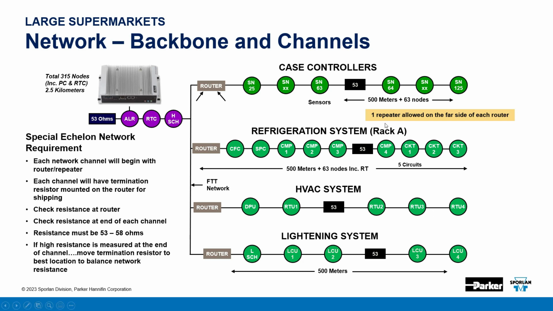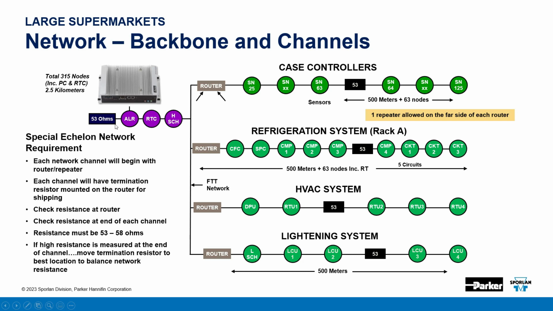And the rule is you can start with a router, you can go 50 complex nodes or 63 simple nodes, and if you need to make the system larger, you can add a repeater, and that allows you to go another 500 meters or 1,640 feet, plus another 50 complex nodes or 63 simple nodes. So lastly, the resistance in each one of these channels needs to be 53 as a minimum, 58 as a maximum. But again, simple breakdown.